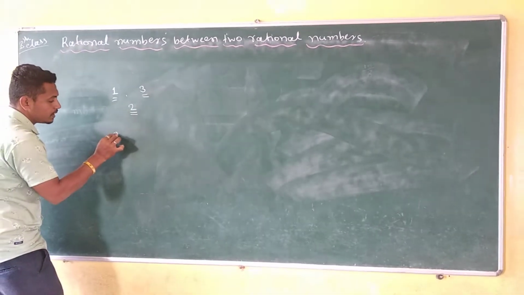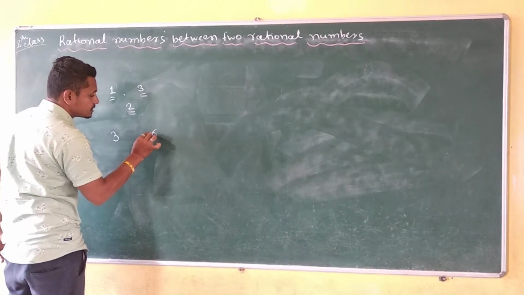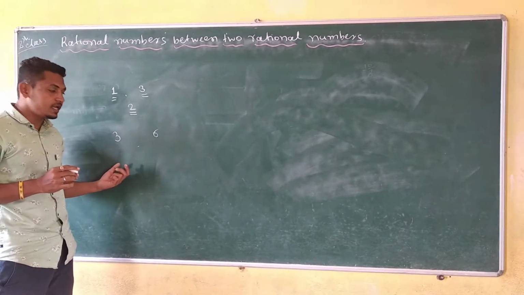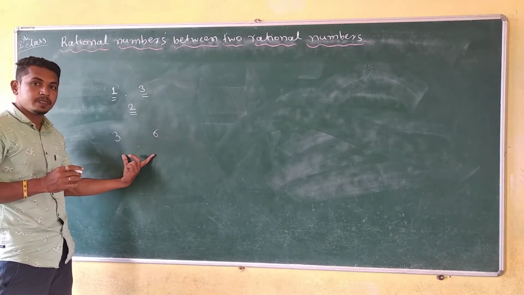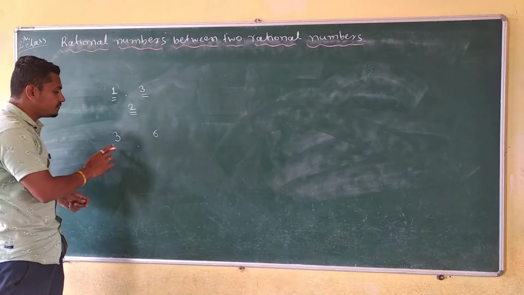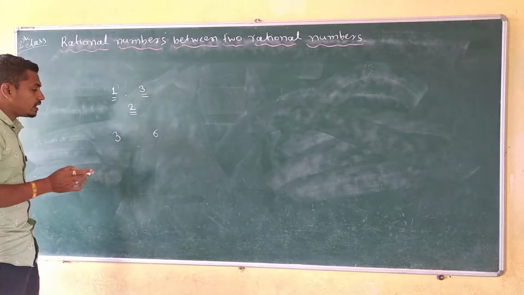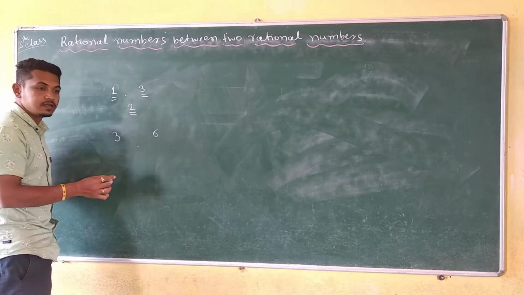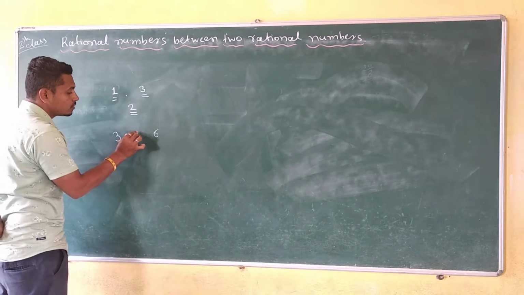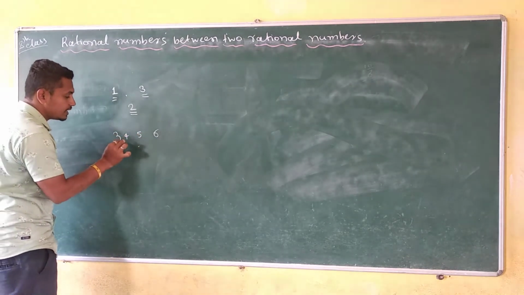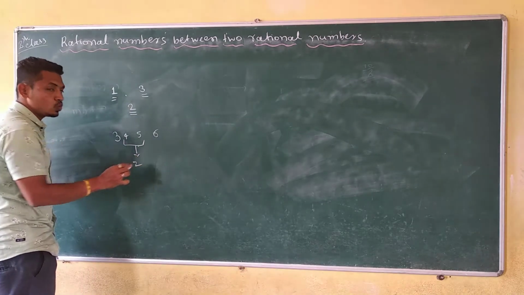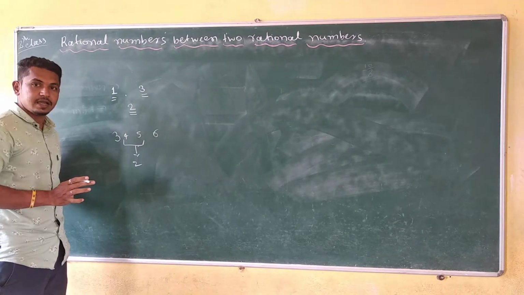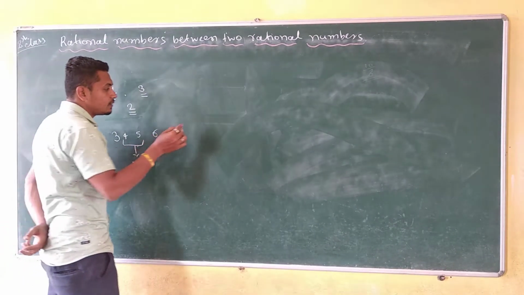Now see here, take another example: 3 and 6. We have to find the natural numbers in between two natural numbers, in between 3 and 6. How many natural numbers are there in between 3 and 6? See here, 3, 4, 5, 6. Which means there are two natural numbers in between 3 and 6. Is it right?